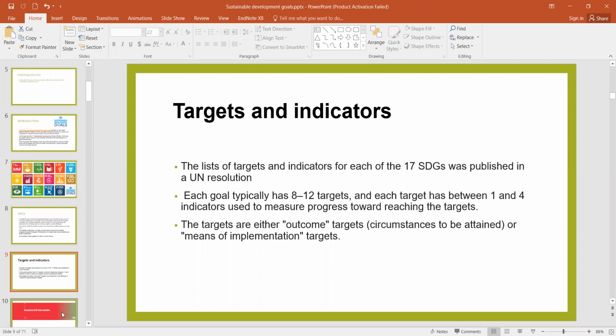There are targets and indicators for each Sustainable Development Goal. The list of targets and indicators for each of the 17 SDGs was published in a UN resolution. Each goal typically has 8 to 12 targets, and each target has between 1 to 4 indicators used to measure progress towards reaching the target. The targets are either outcome targets or means of implementation targets.